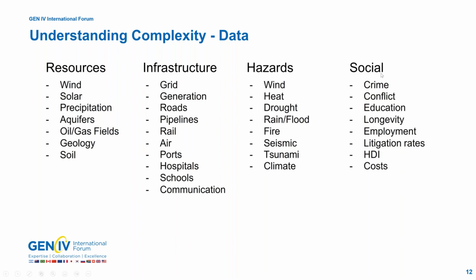And then we have social factors. For many countries around the world, data on crime, conflict in particular is something that we're spending a lot of time looking at right now. Educational levels, longevity, employment, litigation rates. We have this for the United States, geospatially. Human Development Index, which is a way of understanding the development level of countries globally and how that changes over time. And then a database of costs that relate back to different kinds of infrastructures.